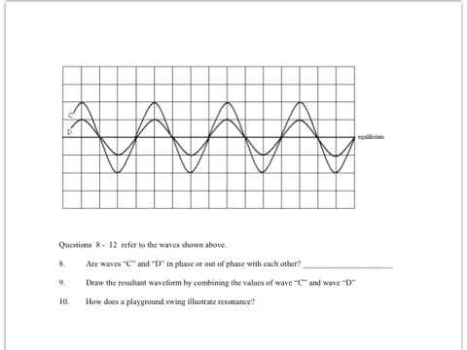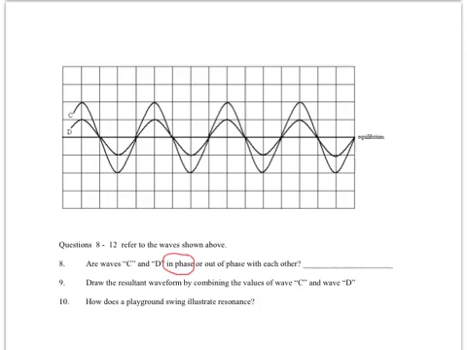Alright, are waves C and D in phase or out of phase with each other? They're lining up crest to crest and trough to trough. That makes them in phase with each other. Draw the resultant waveform by combining the values from, okay, so now what we're going to do is I'm going to bring up a better pen tip here. Won't go quite as crazy as I did last time though.